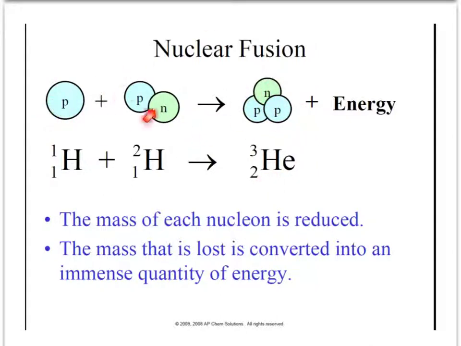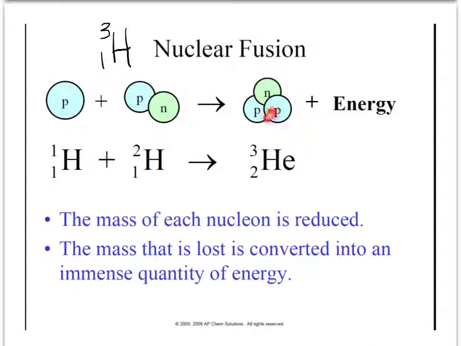When that happens, the protons and the neutrons all lose a little bit of mass. That mass is converted into energy. These two versions of hydrogen are protium and deuterium. You can also have really heavy hydrogen, which is 3-1-H, and that's tritium. This guy would have two neutrons and one proton. When those combine, they release that energy in the form of mass.